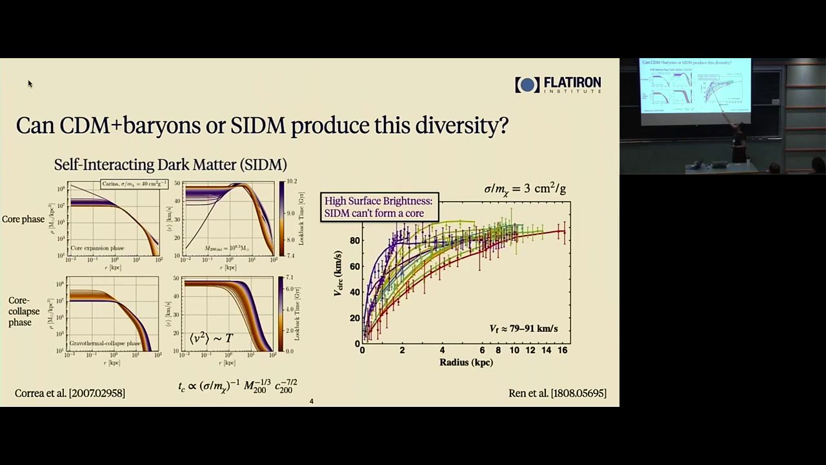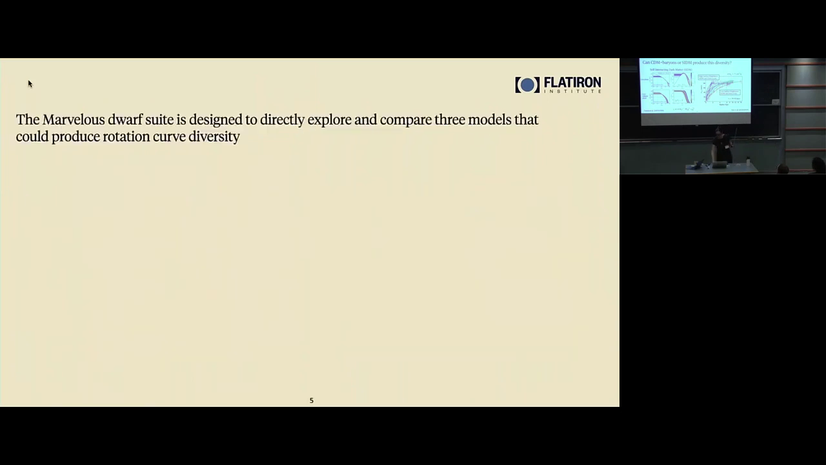And so you're driving something that's more steeply rising because of the high surface brightness baryonic distribution. Whereas these galaxies that are more slowly rising, in this case, they're low surface brightness, and so they're dark matter dominated. And so SIDM can form a core here. So there are these three different scenarios.